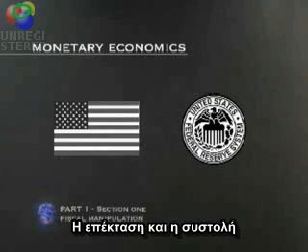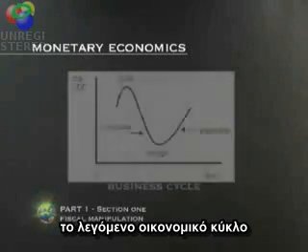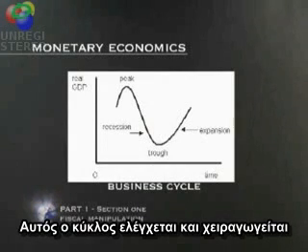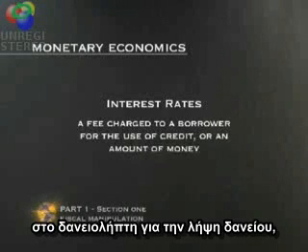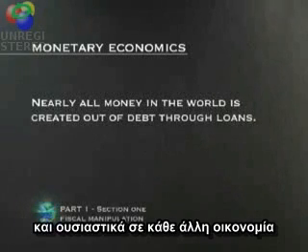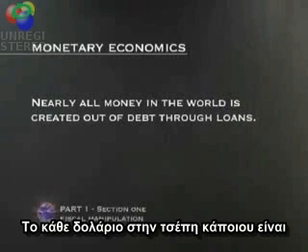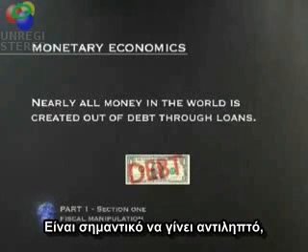The expansion and contraction of the money supply is what really creates the so-called business cycle you hear about in classic economics. This cycle is largely controlled and manipulated by the central bank by way of interest rates. An interest rate is a fee charged to a borrower for the use of credit, or an amount of money. All money in the U.S. economy and virtually every other economy in the world is created out of debt through loans. Every dollar in someone's wallet is borrowed from the banking system.